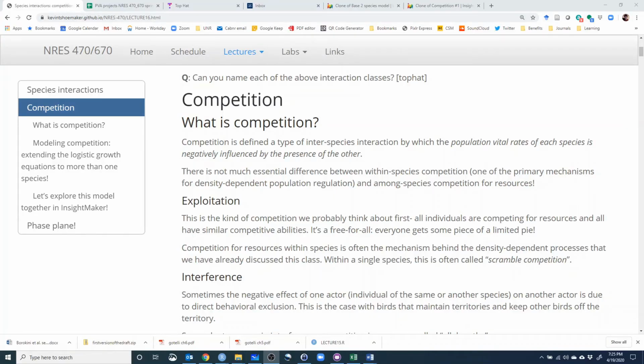All right. Today we're going to talk about competition. Actually, the next two lecture periods, or however you choose to complete these lectures, we'll be talking about competition. Competition is a type of interspecies interaction where the vital rates of each species are negatively influenced by the presence of the other. So this is a negative interaction.